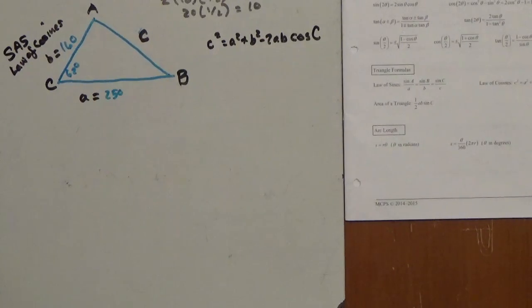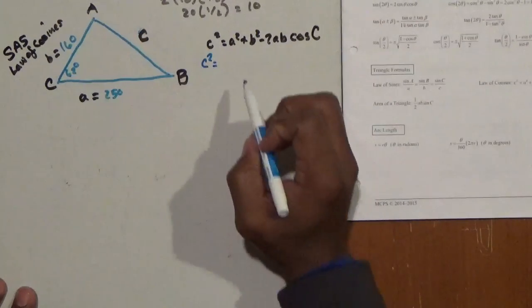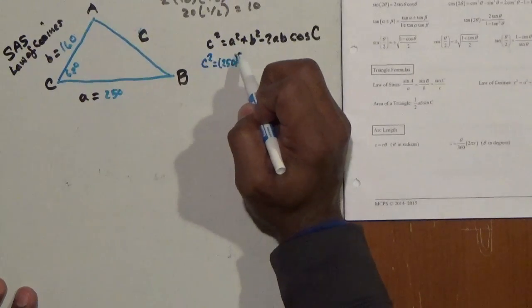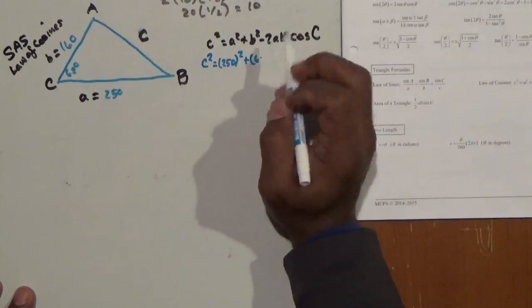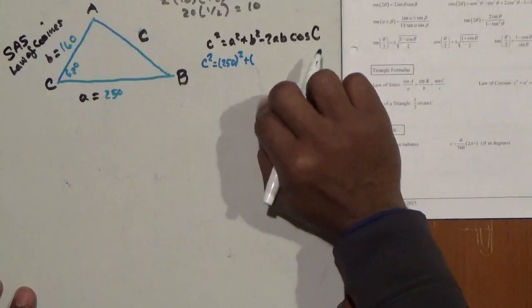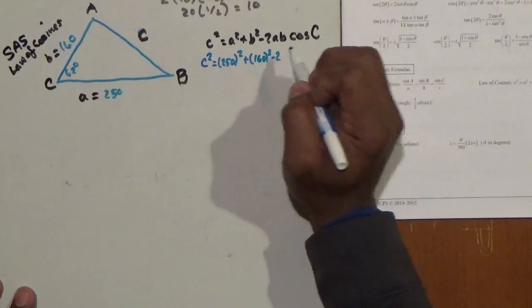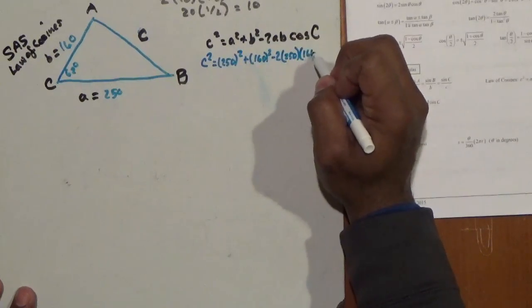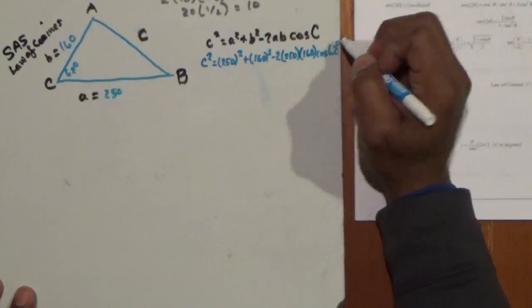So let's just plug into it. We're going to say that c squared is equal to 250, and these numbers can get kind of big on us, 250 squared plus 160 squared minus 2 times 250 times 160 cosine 62. Just fit on the paper.